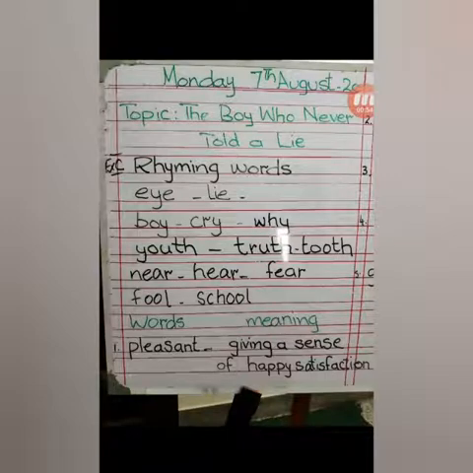I, lie, boy, cry, why. Youth, truth, tooth. Tooth is not from your book, that is not from the poem, but in exercise C some of the words are given to write the rhyming words, so I will combine all these words. Okay? Near, hear, fear. Fool and school. Okay. And now next, words meaning after the rhyming words. If you have a few lines, then you can start under the rhyming words.